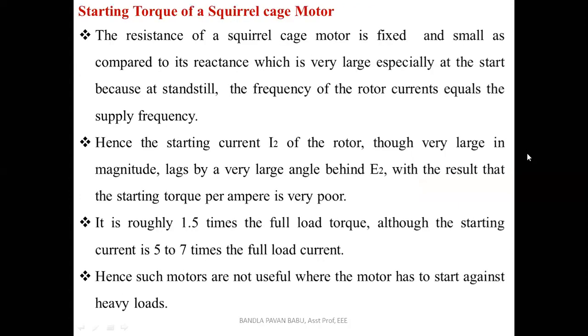Next, some additional information. What about the starting torque in a squirrel cage motor, and how does it behave? The resistance of a squirrel cage rotor is fixed, as we well know, since all the rotor bars are connected with the end rings, which act as the return paths. It is fixed and small compared to its reactance. That means the resistance of the squirrel cage rotor is less than its reactance, the X value, which is very large, especially at the start.